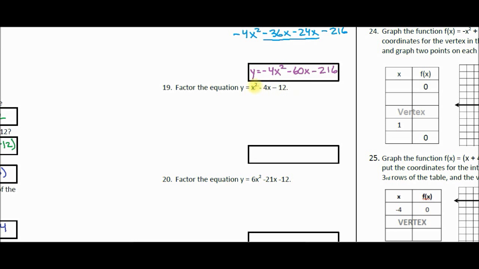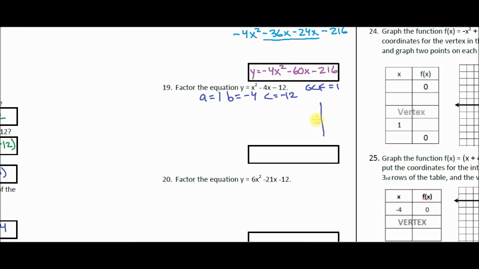Oh, I like this one because the a value is 1. That means we have a GCF of 1. Take a look at it. You've got coefficients of 1, -4, and -12. 1 is the smallest number, so there is no GCF to take out. We can identify A, B, and C and go right to our factoring. So A is equal to 1, B is equal to -4, C is equal to -12.